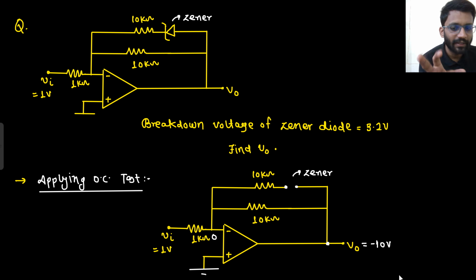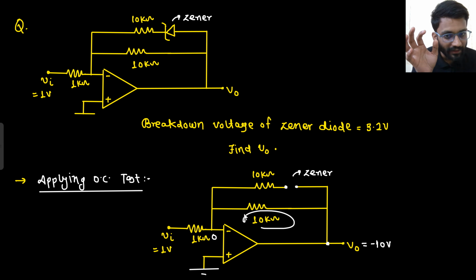What I meant to say is that I'm applying the open circuit test, so I will keep the Zener open circuited. If I am keeping the Zener open circuited, my V naught is minus 10 volt. Why is it minus 10 volt? Because there is already feedback present. There is no need of this for feedback. There is already feedback present, so V naught will be minus 10 volt.